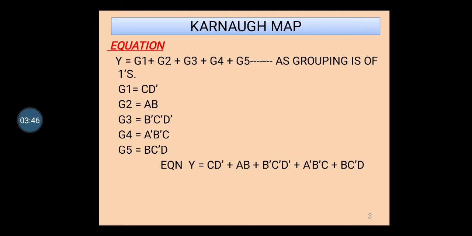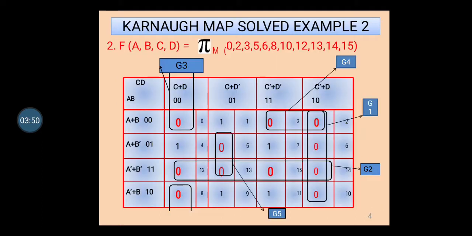You can do this only by practice. You have to practice this. Then one more equation has been solved here. Here you can check, the same equation I have taken, but I have used pi and capital letter M. That means this is your POS equation, max terms. And if max terms are there, then you have to substitute 0 in the K-map table and group zeros only. So again it is the same.